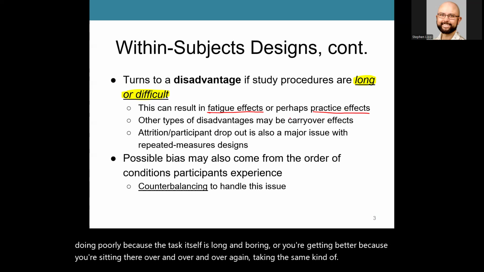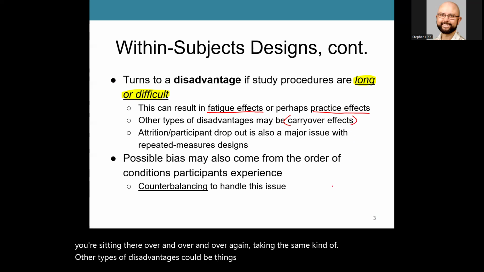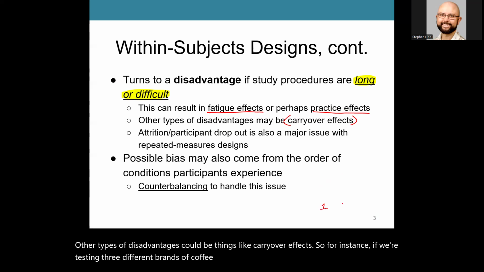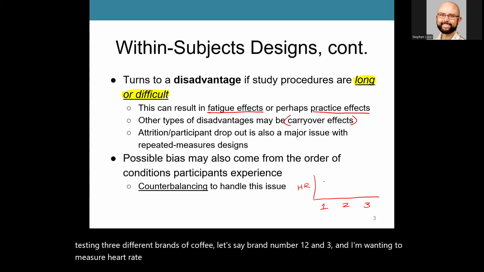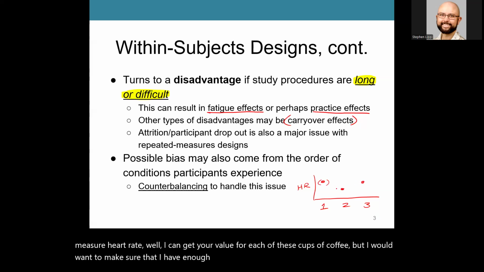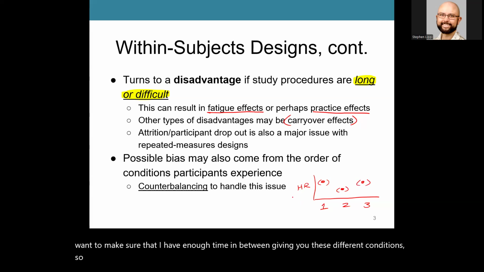Other types of disadvantages could be things like carryover effects. So for instance, if we're testing 3 different brands of coffee, let's say brand number 1, 2, and 3, and I'm wanting to measure heart rate. Well, I can get your value for each of these cups of coffee, but I would want to make sure that I have enough time in between giving you these different conditions so that the caffeine in your system is able to leave your system.